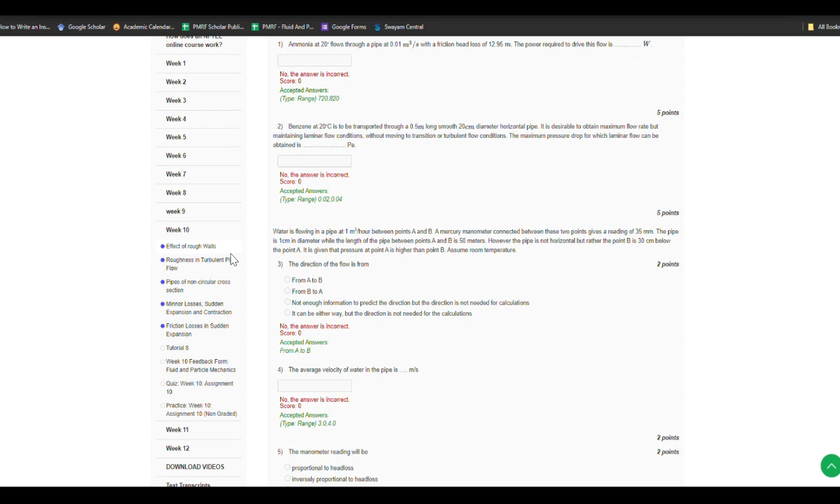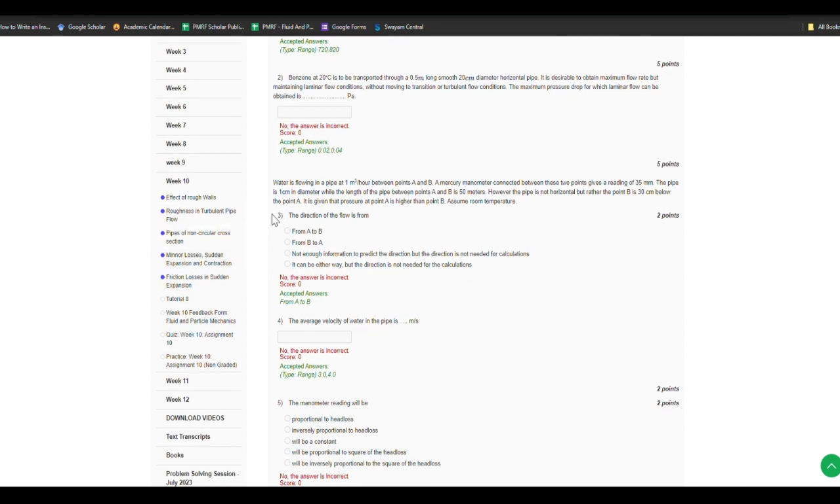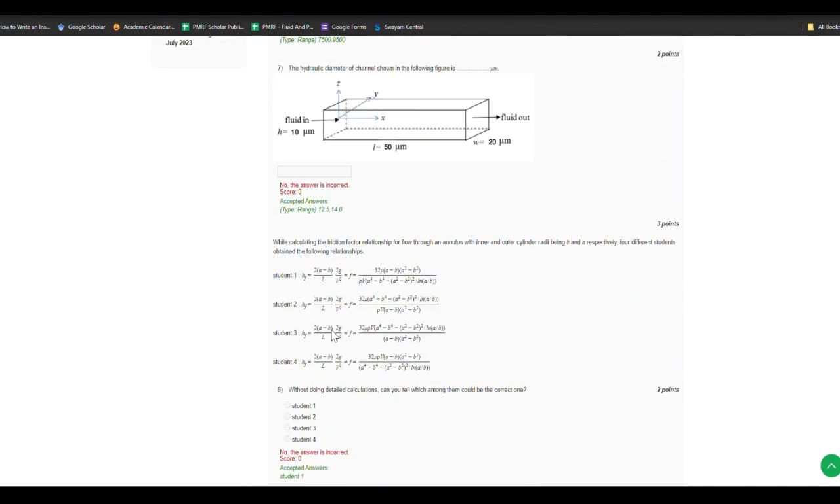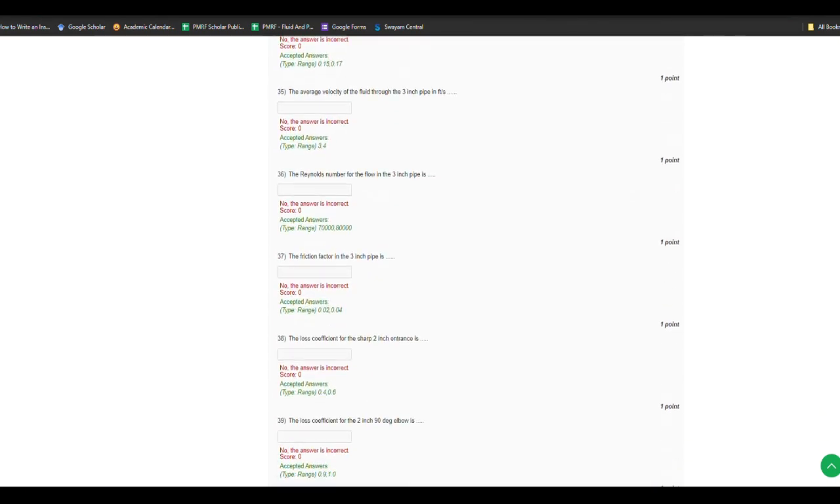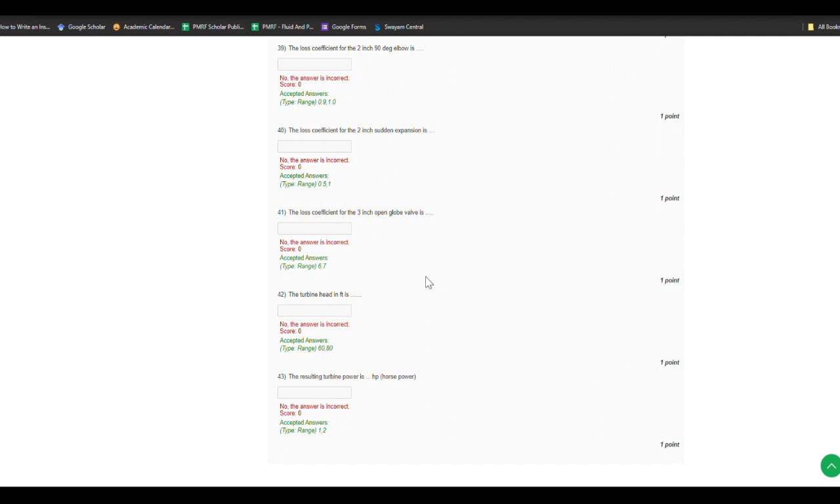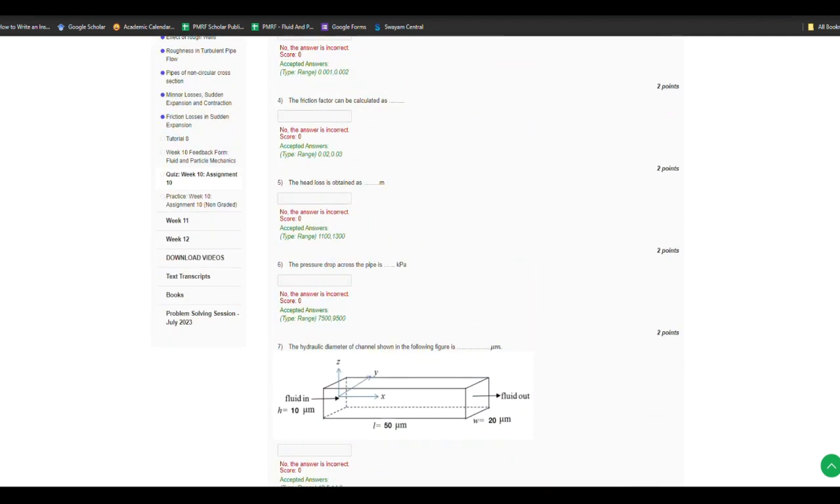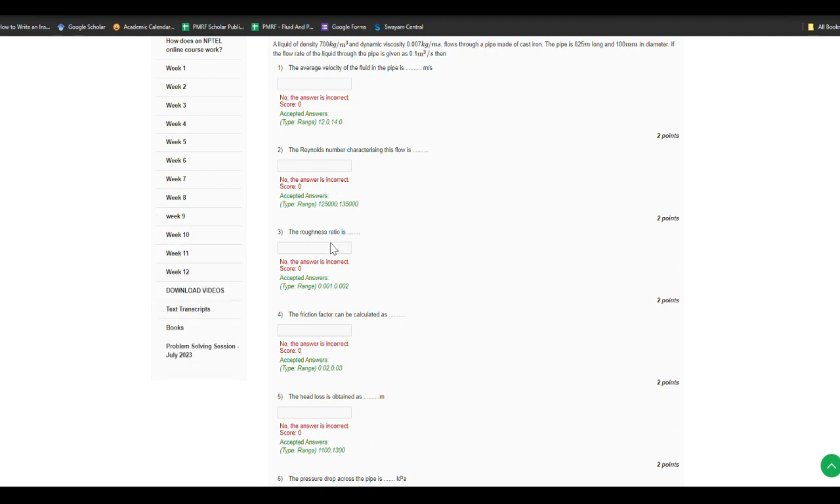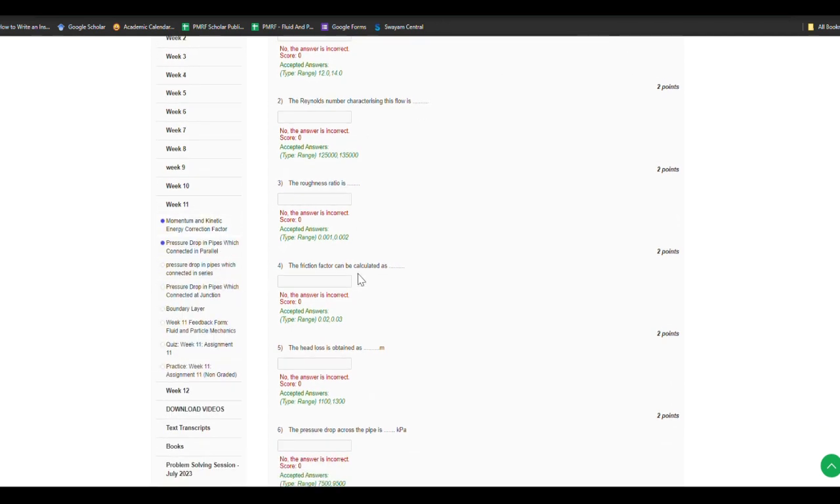Now, in week 10, we discussed the effect of roughness in pipes, the friction factors, Fanning and Darcy friction factors, how to calculate them from the Moody chart, and pipes of non-circular cross-section, where we found the characteristic length, the minor losses, sudden expansion and contraction, and the frictional losses in a pipe, etc. The head loss, the overall head loss, the roughness ratio, and how to calculate them from the table. And we discussed one of the longest assignments ever, which had 43 questions.